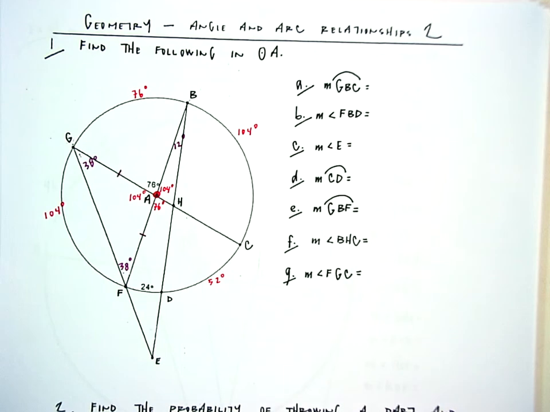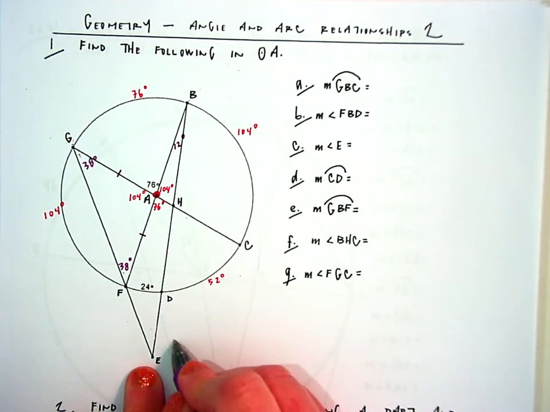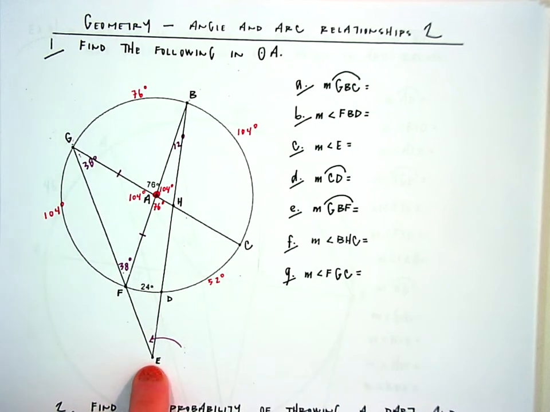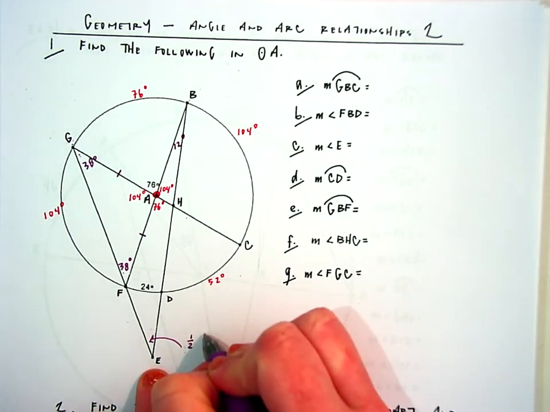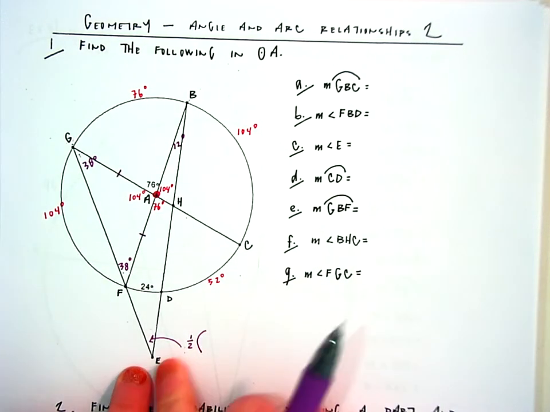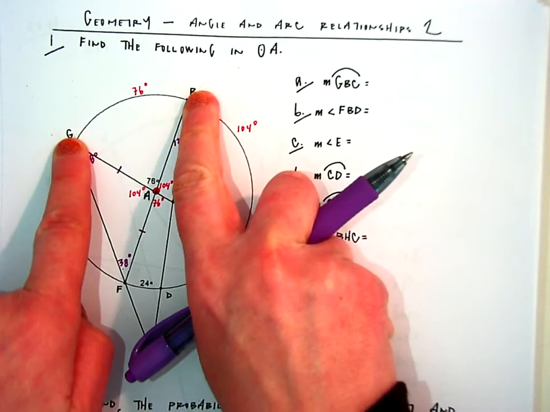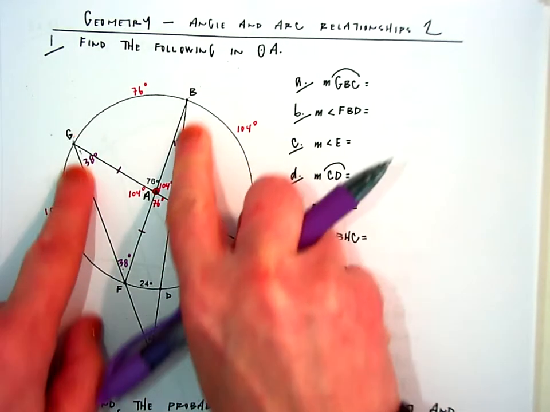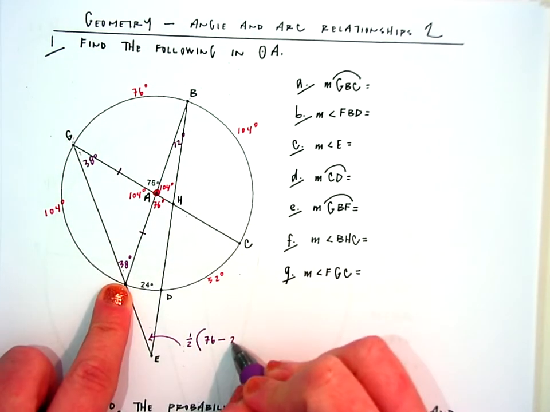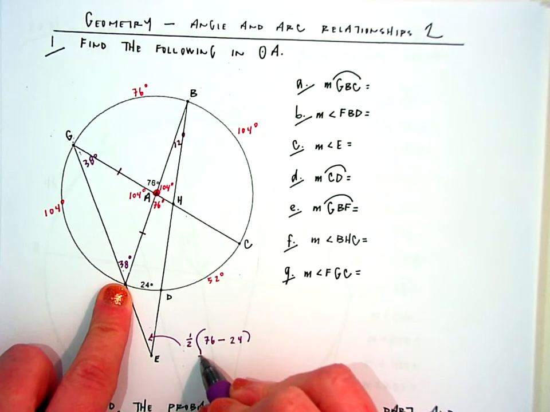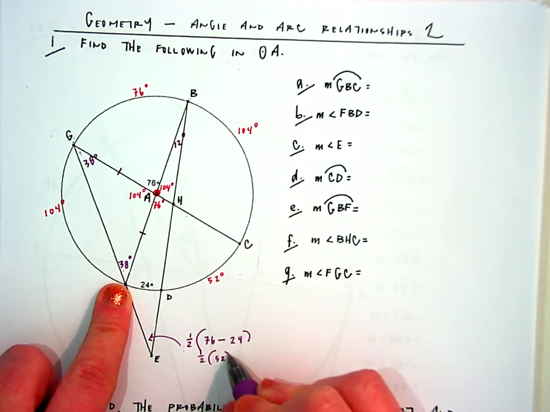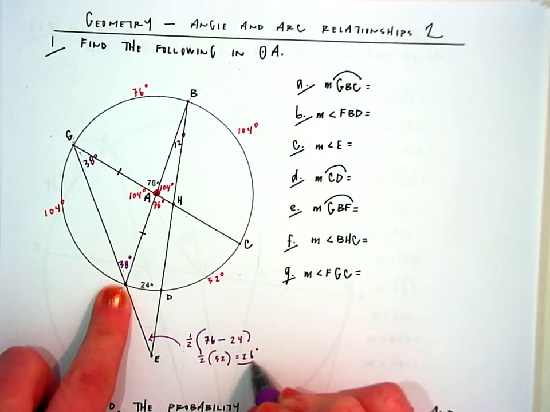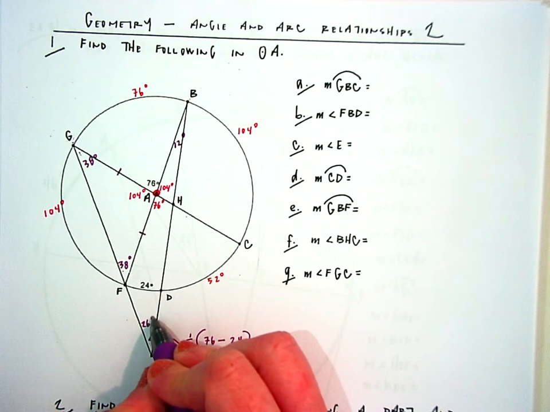Okay, so now let's see what else I have to fill in. So right here I could get to this angle where E is. Vertex is outside of the circle, so I can see that it's going to be 1/2 the difference between the intercepted arcs. So if I trace it up to here, the larger of the two is 76. And then here down, the smaller of the two is 24. So I'm taking half of 52, which will get me 26 degrees. So 26 degrees right there.